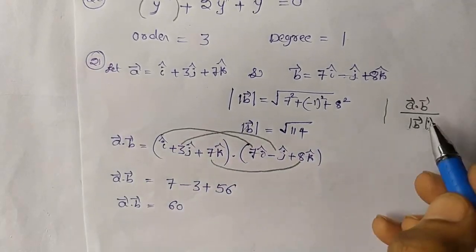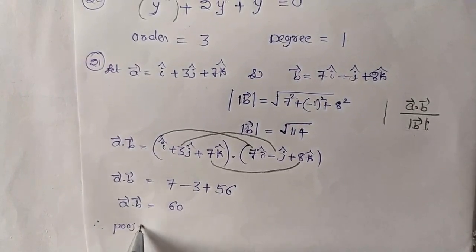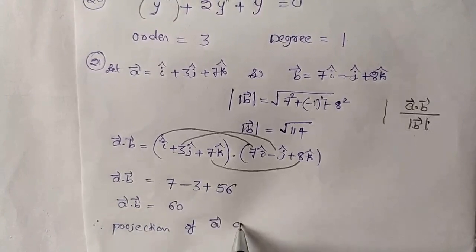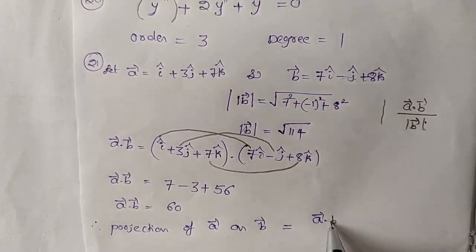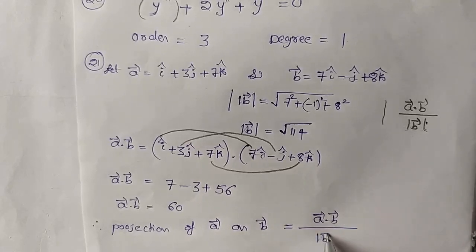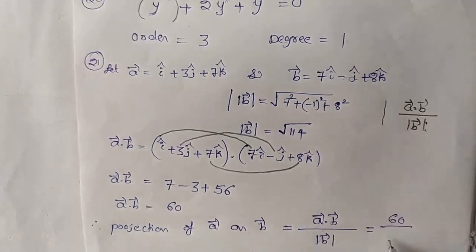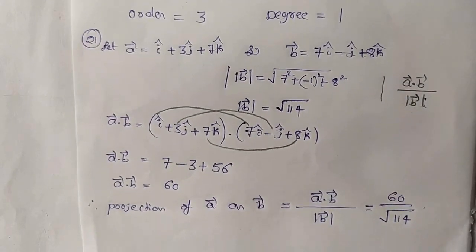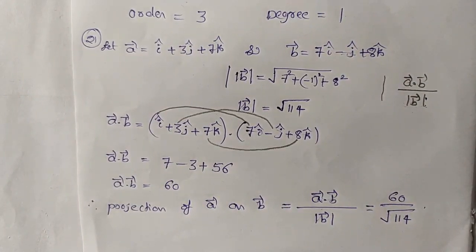Now write the formula for the projection of a vector. Therefore the projection of the A vector on the B vector is A dot B divided by magnitude B. So that is equal to A dot B, which is 60, divided by magnitude B, which is the square root of 114. Hence it is the projection of A on B. Hence it is the solution for this question.